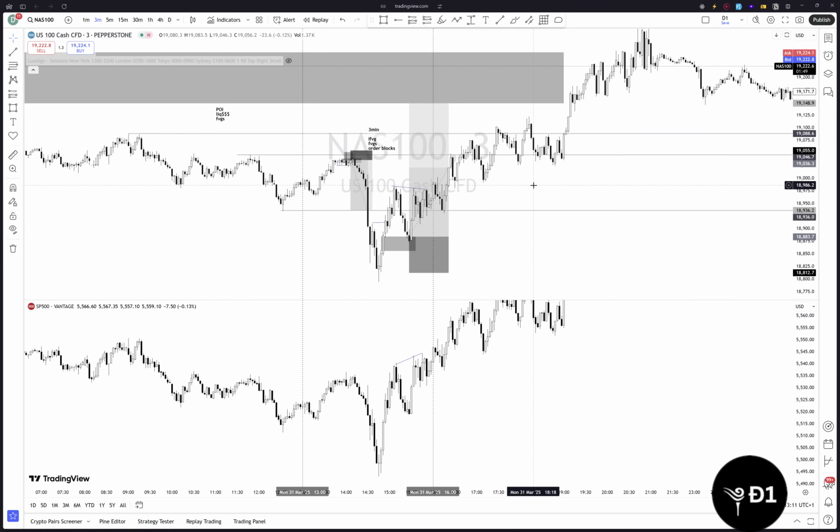So yeah, guys, that's how I was able to take the trade that made me 4 figures while trading Nasdaq again. And I think I'm currently on a trade right now.